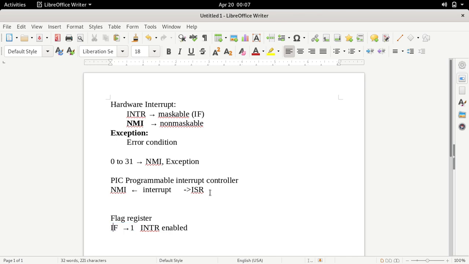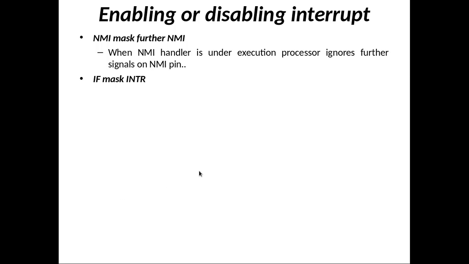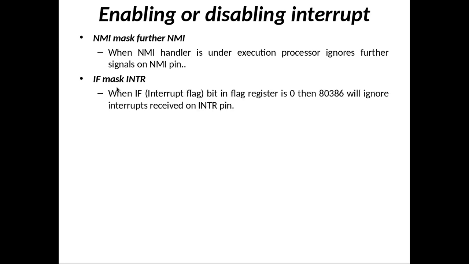If the IF flag is equal to 0, then what will happen? Can the 80386 recognize the interrupts coming on the INTR pin? No. When the IF flag is equal to 0, the 80386 will ignore the interrupts coming on the INTR pin. That is the meaning of this sentence: IF masks INTR. Are you getting it? Now when the 80386 is reset, what is the value of the IF flag? The default value of the IF flag is 0.